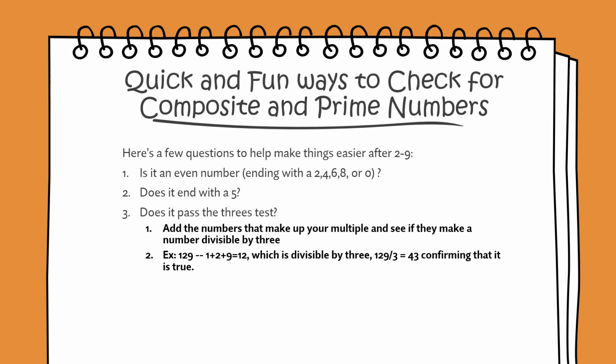And 12 is a number that is divisible by 3, because 12 divided by 3 would make 4. And so then if you're looking at the number and you decide to divide it in the long run, 129 divided by 3 is equal to 43. So either way you look at it, it's a composite number. But passing the threes test just simply means, does it divide by 3?